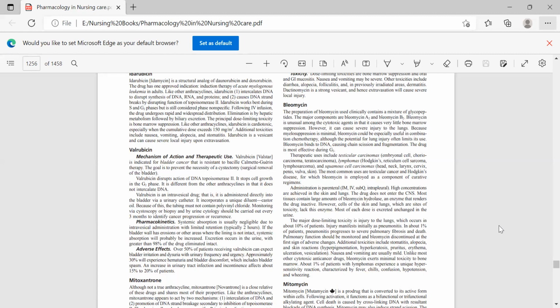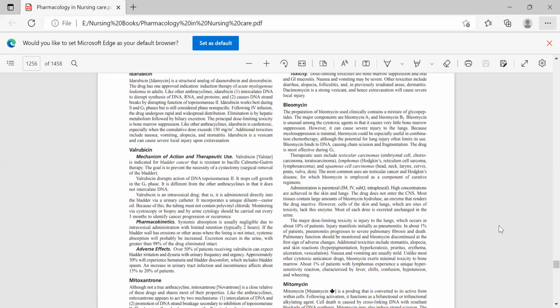The major toxicity is injury to the lungs, in about 10% of patients. Injury manifests initially as pneumonitis, and in 1% of patients pneumonitis progresses to severe pulmonary fibrosis and death. Pulmonary function should be monitored and bleomycin discontinued at the first sign of adverse changes.